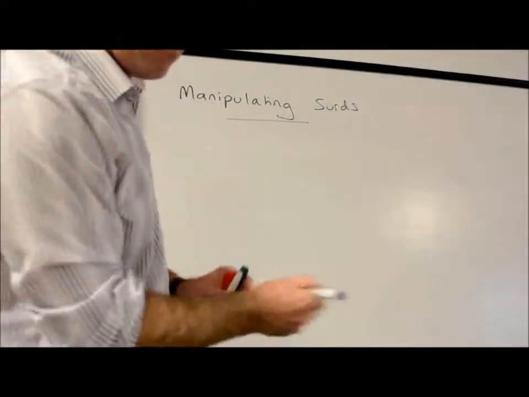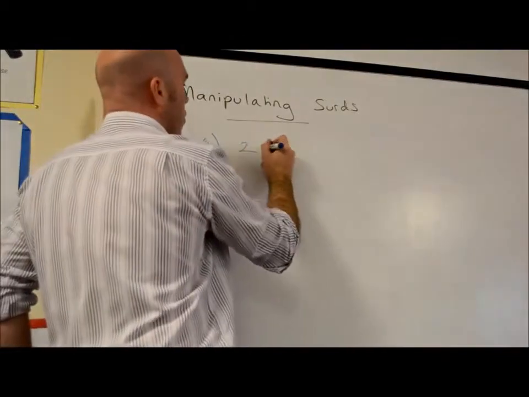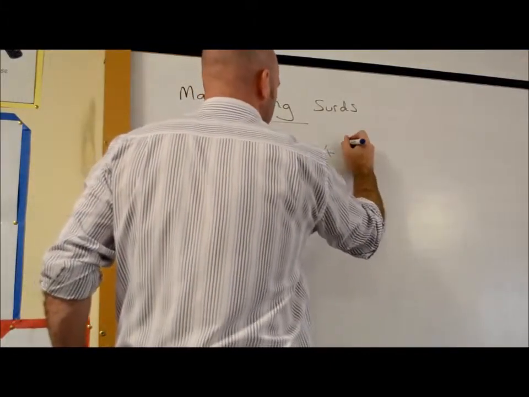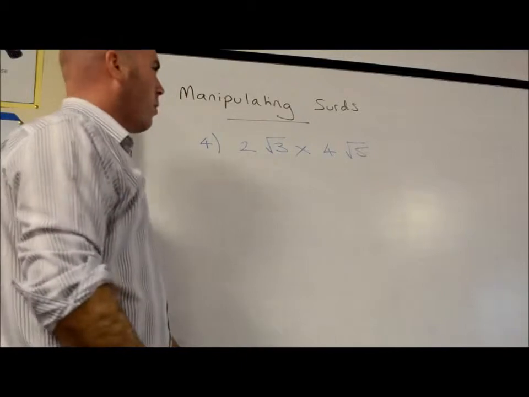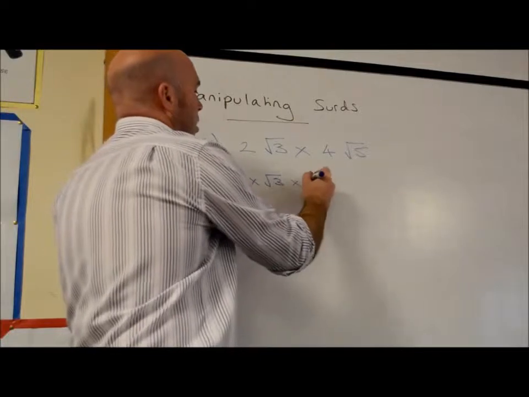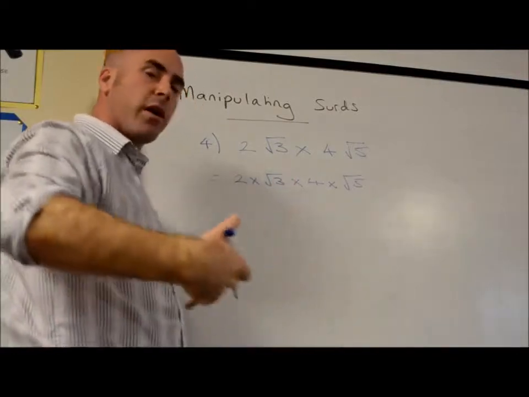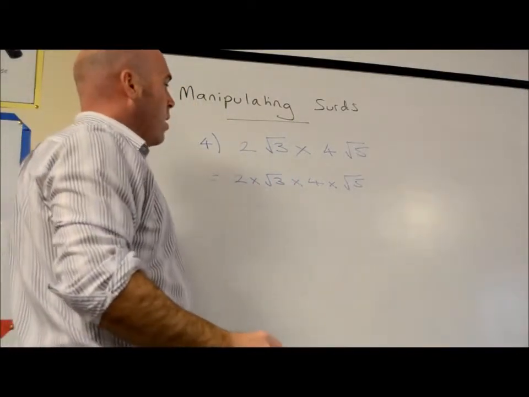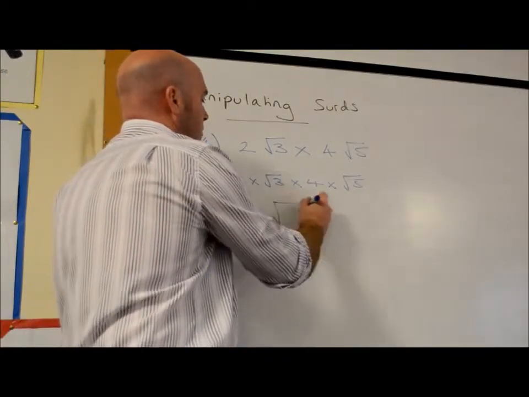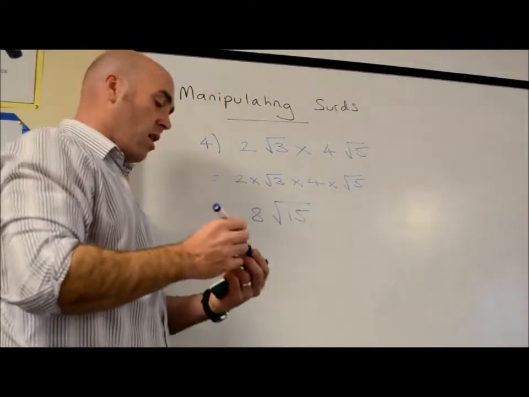The fourth kind of technique that I want you to practice is this. So the example question is this: 2 root 3 times 4 root 5. Now, how can I rewrite that? To start with, I could write it as 2 times root 3 times 4 times root 5, and that means that I can change the order of multiplication. So I can do 2 times 4, which is 8, and I can write the square root as 3 times 5 is 15. So I can write it as 8 root 15, which is fine.